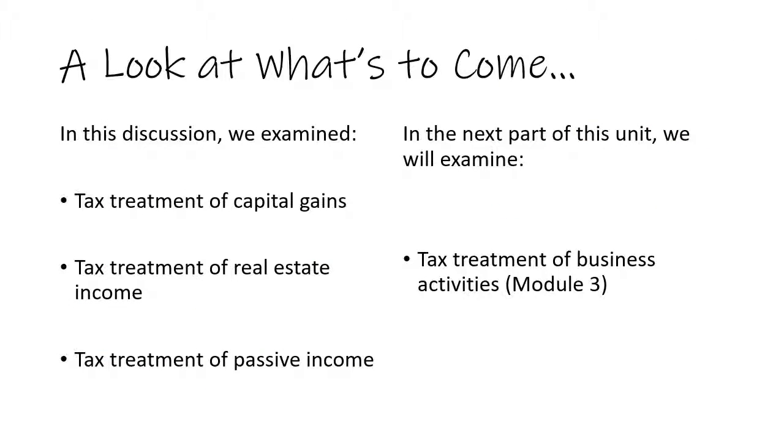In this chapter, we examined the tax treatment of gains, including ordinary gains from ordinary dividends and interest, as well as capital gains, real estate income, and passive income. This concludes our second module on individual taxation, and in the next module, we'll examine the tax treatment of business activities.